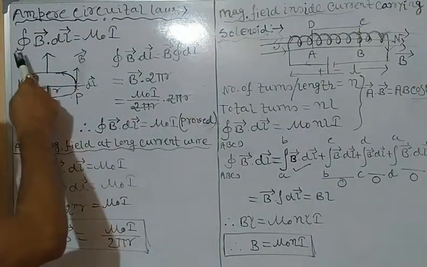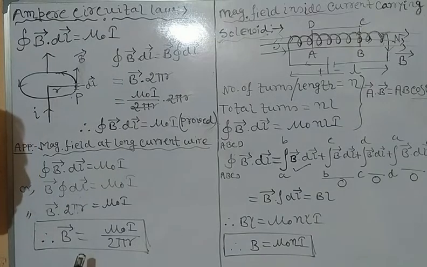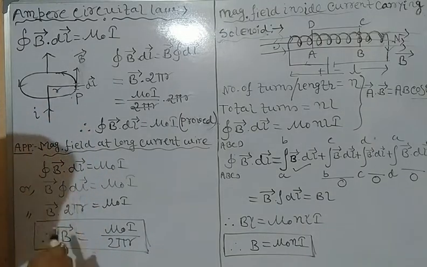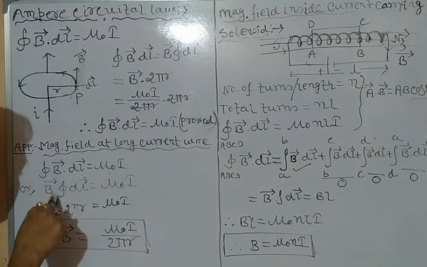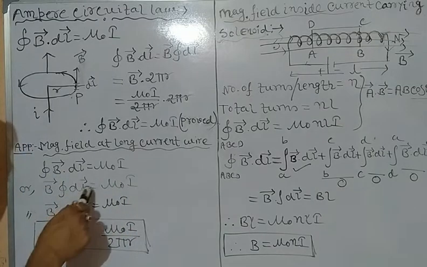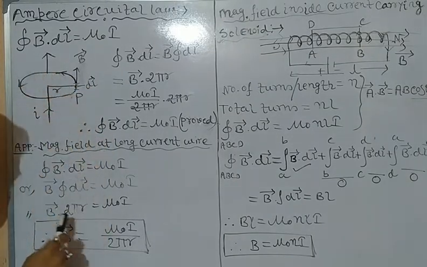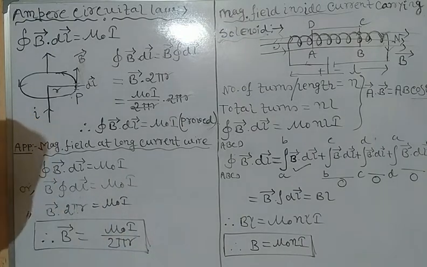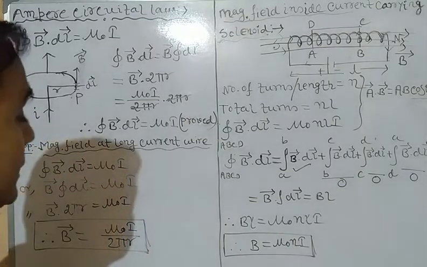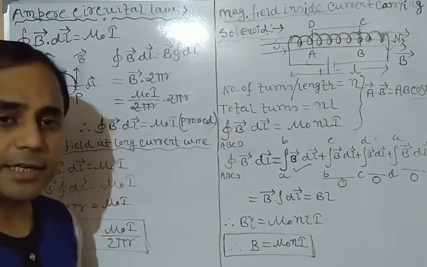Let's see. We first write the mathematical expression of Ampere's circuital law, that is B dot dl equals mu 0 I. Since B is constant at every point, we take B outside, then the closed integral of dl equals mu 0 I. Now dl integrated over the closed loop is the total circumference, that is B into 2 pi r equals mu 0 I. So from here we clearly find the magnitude of the magnetic field due to a long straight current carrying conductor, that is mu 0 I by 2 pi r, which we found using the Biot-Savart law in such a complicated and difficult way.